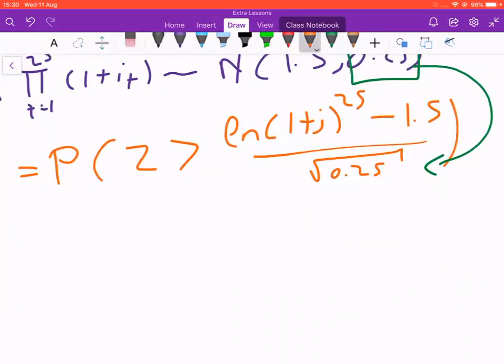I will assume there's no question. And then you say equals to... we already know what our J is, right? We calculated it up there. So I'll just say 1 minus the standard normal of ln of 1 plus the interest rate we got earlier, to the power 25, minus 1,5 over square root of 0,25.